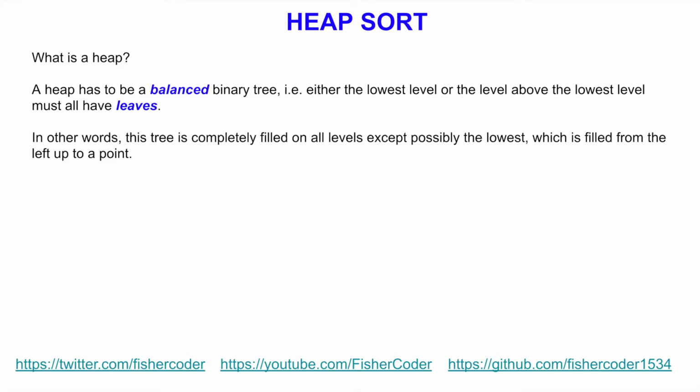Or in other words, the tree is completely filled on all levels except possibly the lowest, which is filled from the left up to a certain point. Or in the most simple terms, what it means is a nearly complete binary tree. It's almost complete. It could be a completely full binary tree. That's also a valid heap, but in other cases, it's nearly completely full.